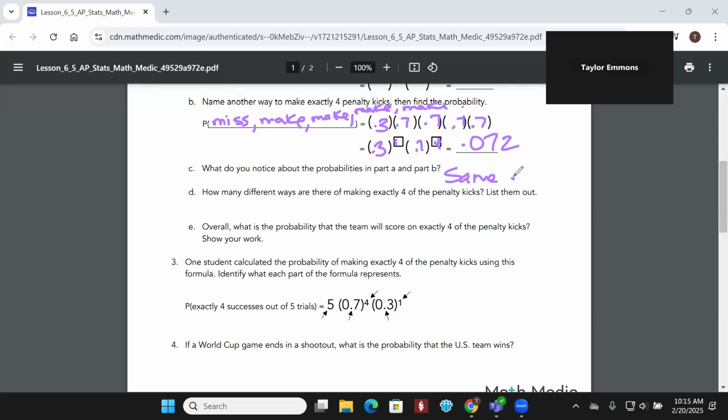How many different ways are there of making exactly 4 of the penalty kicks? So let's list them out. We've done a couple of these. We're going to use check marks and X's to help us. So if we make all 4 and then miss the last one, or if we make the first 3, miss the fourth, make the last one. Or if we make the first 2, miss the third one, make the last 2. If we make the first one, miss the second one, and make the last 3, or if we miss the first one and then make all the rest.